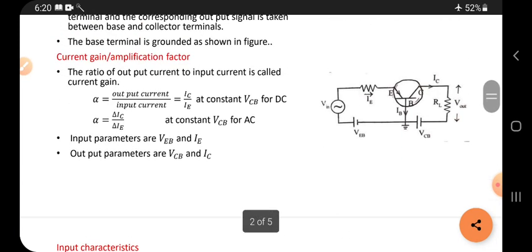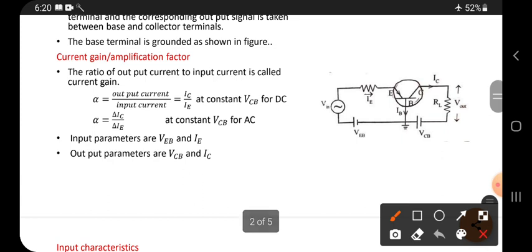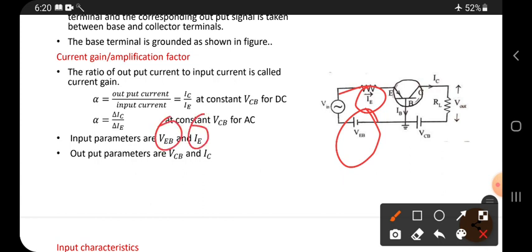Next, input parameters, meaning input components. The input components are VEB and IE. The output parameters are IC and VCB.